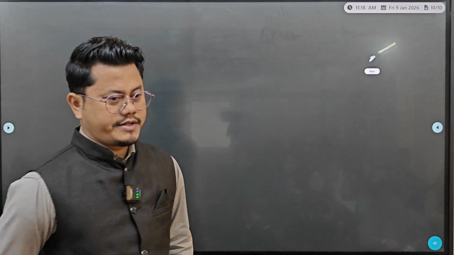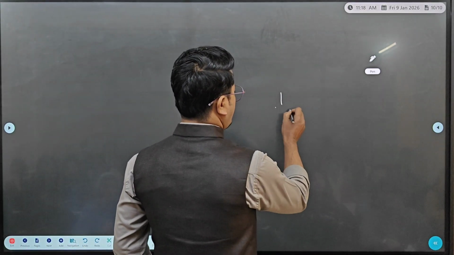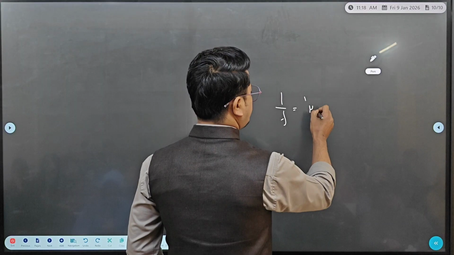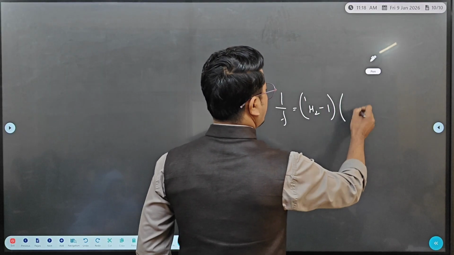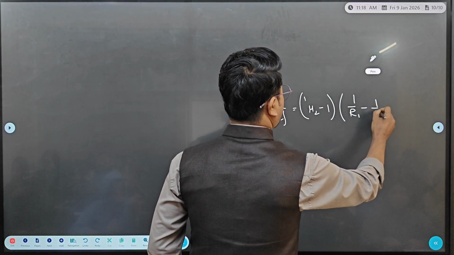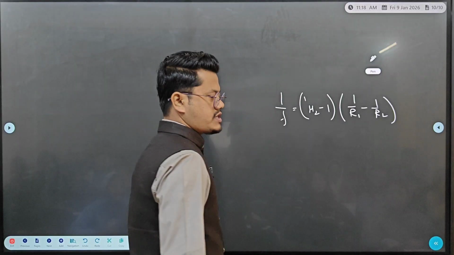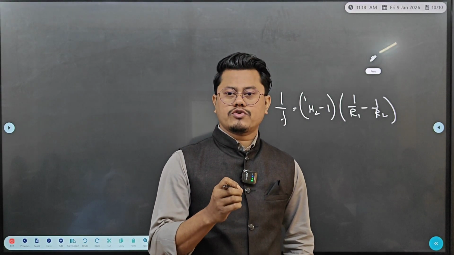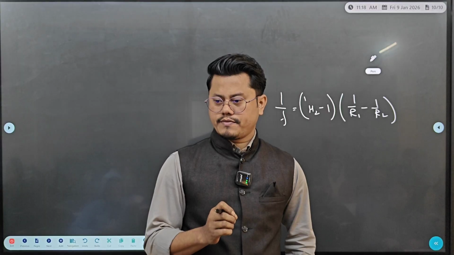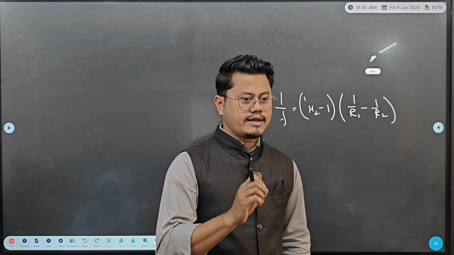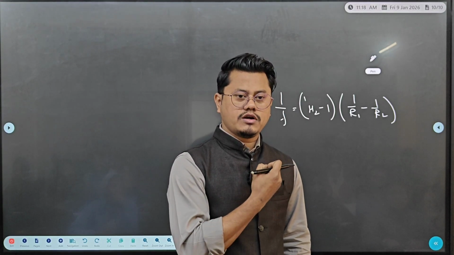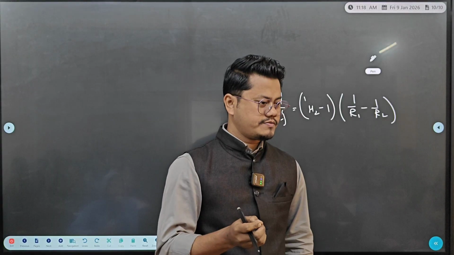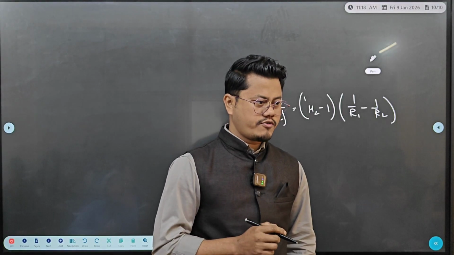Lens maker formula, right? So what we have got, 1/f = (μ2 − 1)(1/R1 − 1/R2). This was the lens maker formula we got. So we are going for some certain interpretation today. Are you getting it or not? I think the entire class will be based on the interpretation with respect to the lens maker formula.